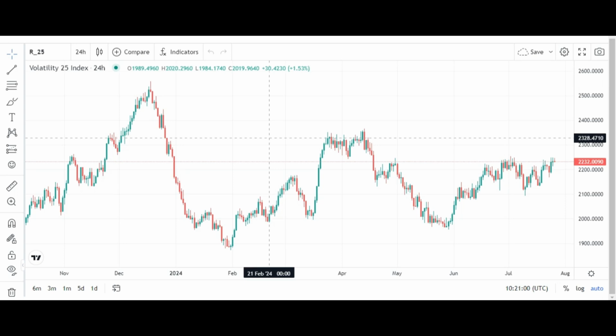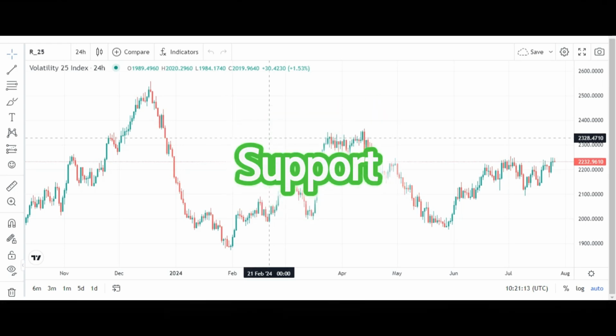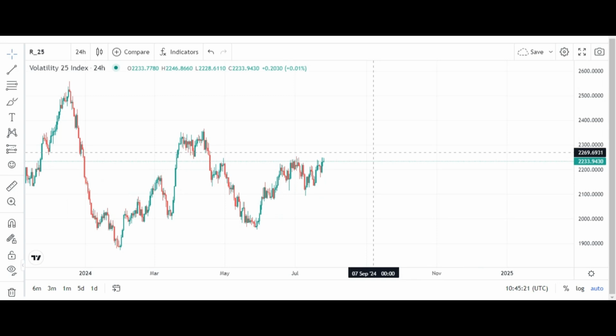So as I said, we're going to be teaching you the simple steps of how to actually spot good support, good resistance, and what it is. So beginning with support, what is support, you ask? Okay, so guys, in trading, support, if you're a newbie, this should make sense.